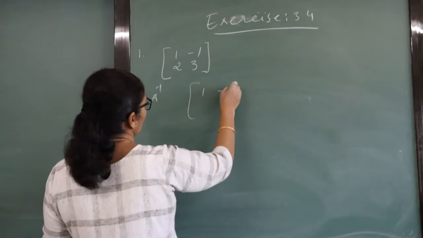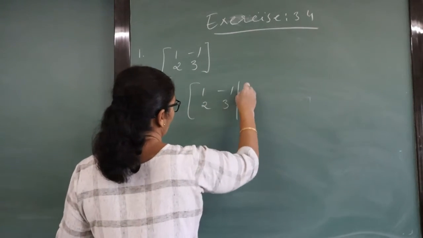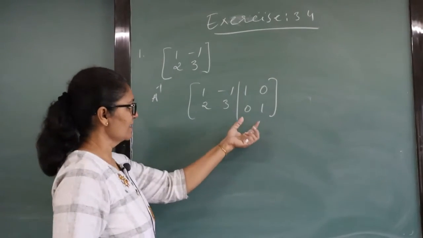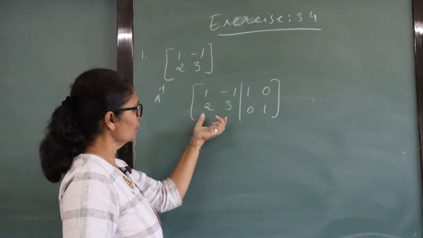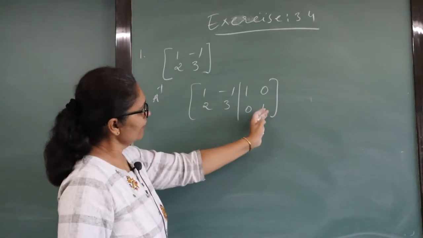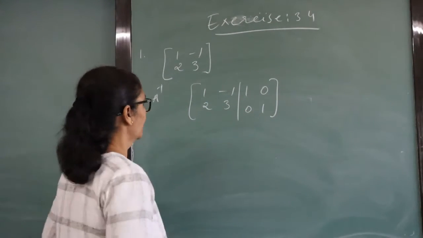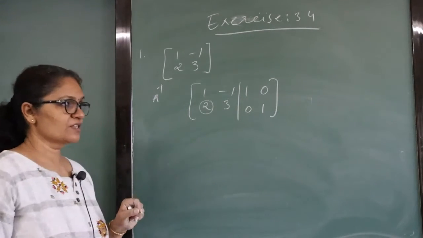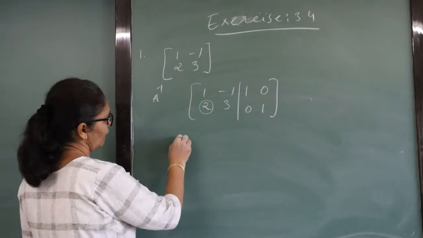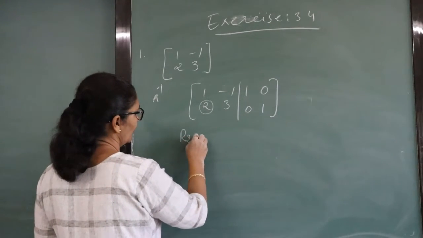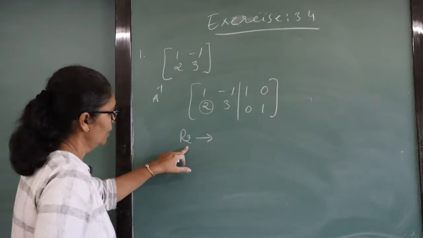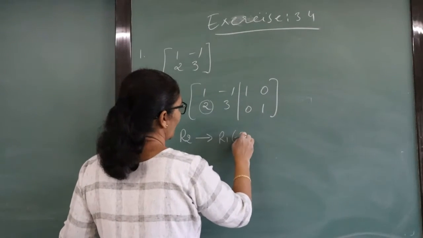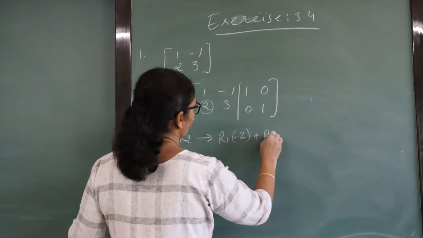If we take 1, -1, 2, 3, then what do I have to write here? 1, 0, 0, 1, the identity matrix. Now I have to shift this 1, 0, 0, 1, and the inverse of A we will get here. First we want to remove this 2, meaning we have to make it 0. How can we make it 0? We make a change in R2. So we multiply R1 with -2 and add it to R2.